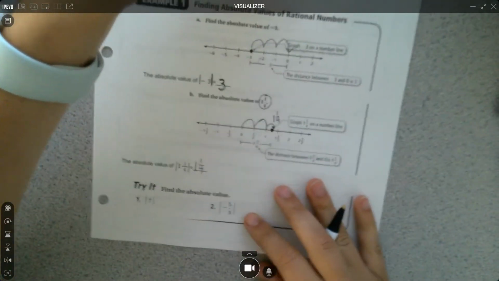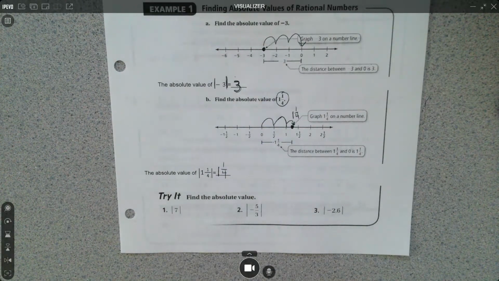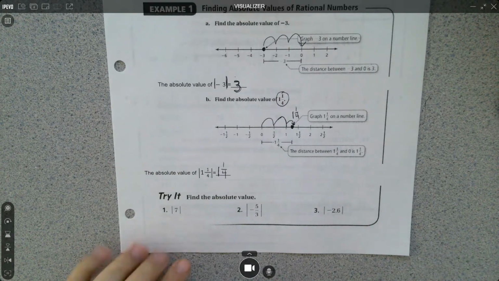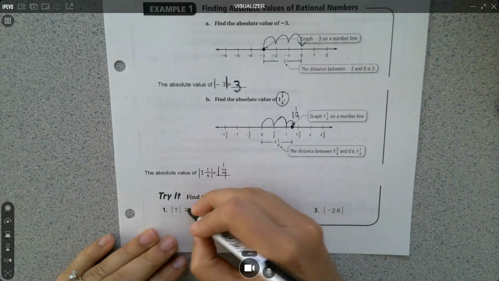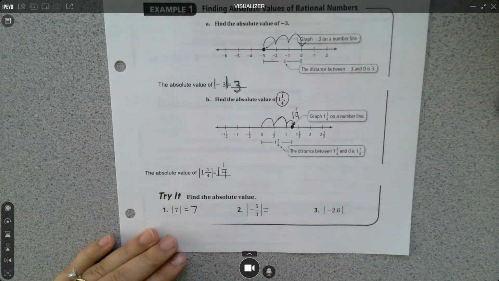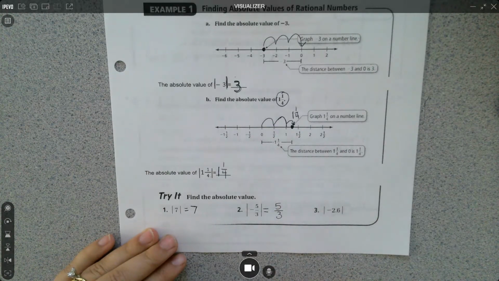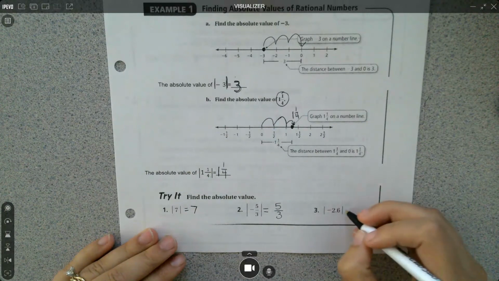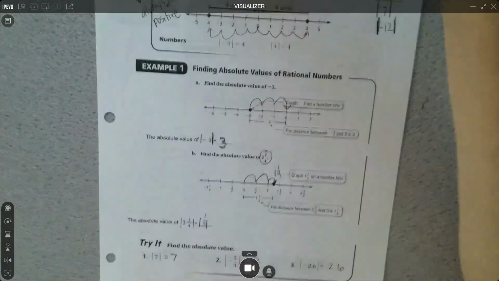You can do the try-its on your own. Take a moment. Pause the video if needed. We again want to know how far are these numbers from 0? Because that's what we're asking. Absolute value is how far. So in this one, the absolute value of 7, the distance is 7, always positive. The absolute value of negative 5/3 will be 5/3, always positive. The absolute value of negative 2.6 is positive 2.6, always positive. You can go to the next page.